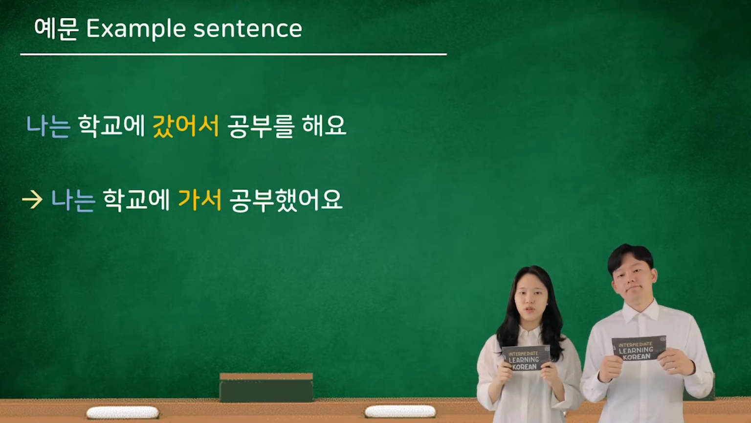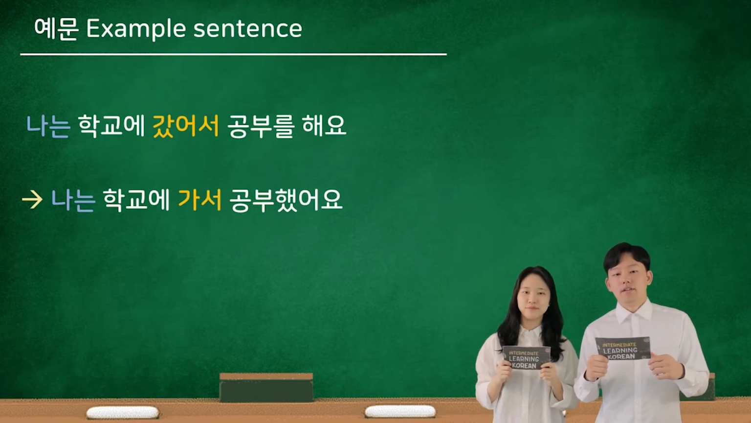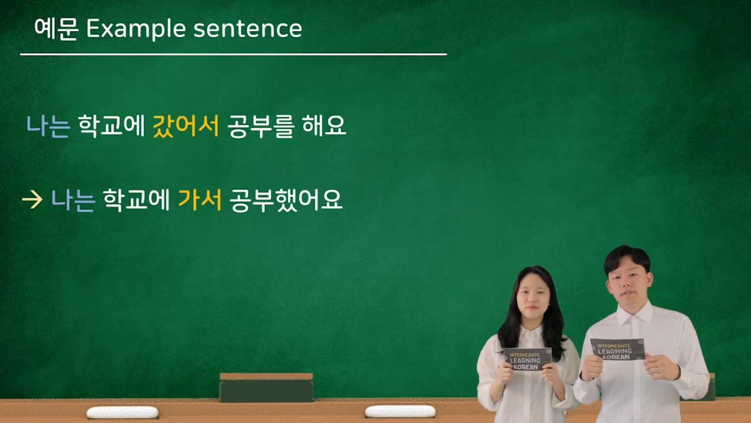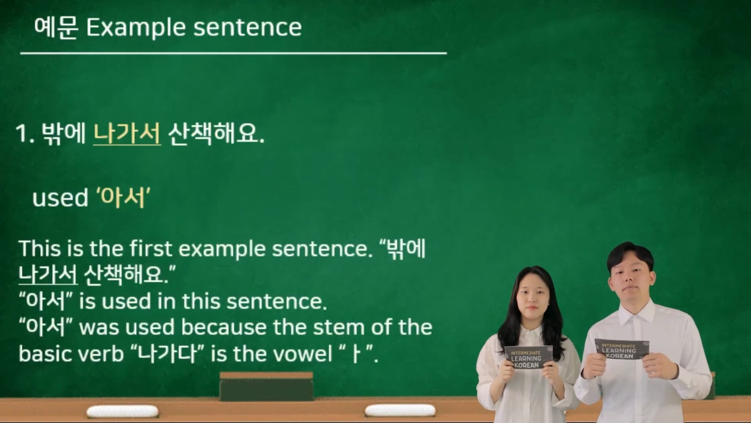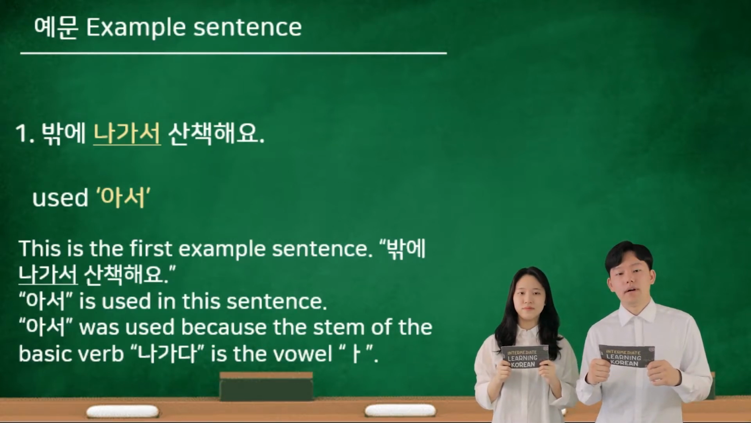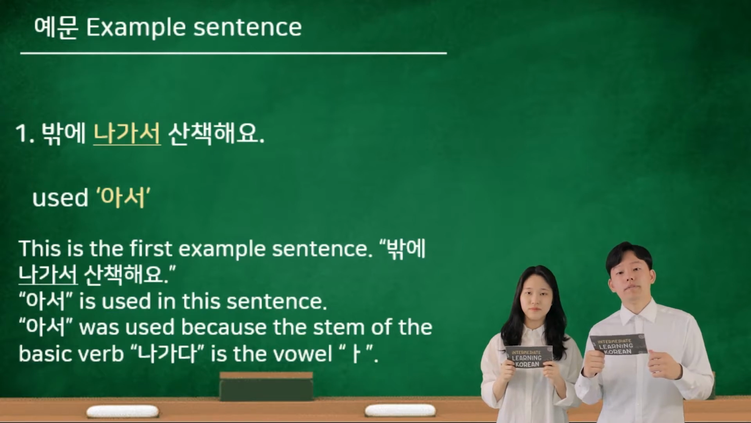This is the third example sentence. 꽃을 사서 여자친구에게 줘요. 아서 is used in this sentence. In the basic verb 사다, 아서 is used because the stem is the vowel 아. Yes, through the example sentences, I understand exactly how 아서 and 어서 are used. Then, this time, we will practice by solving problems that apply the grammar you learned today. Shall we call teacher Kangmin to help you solve the problems? Teacher Kangmin.